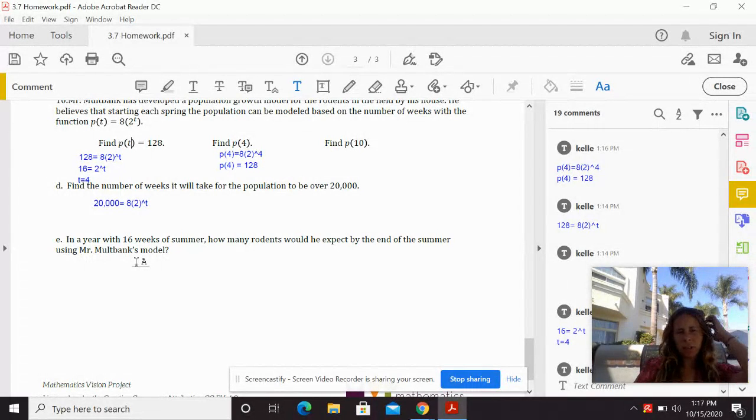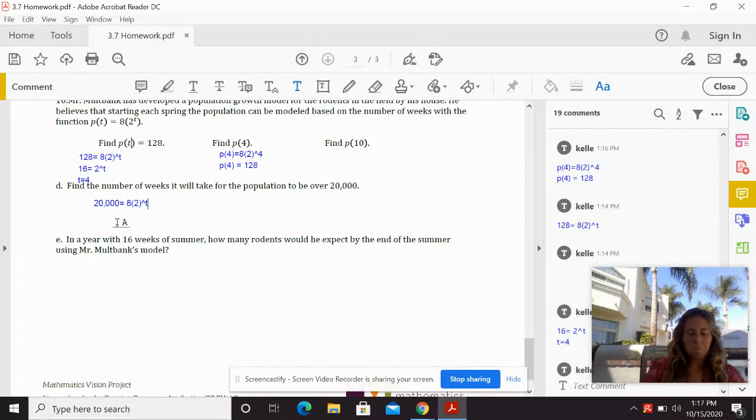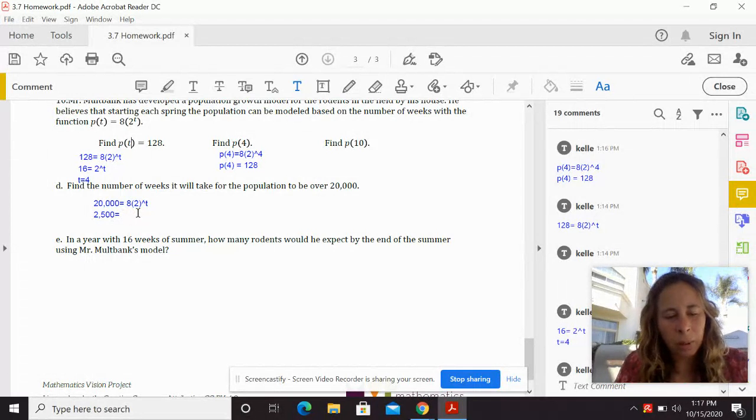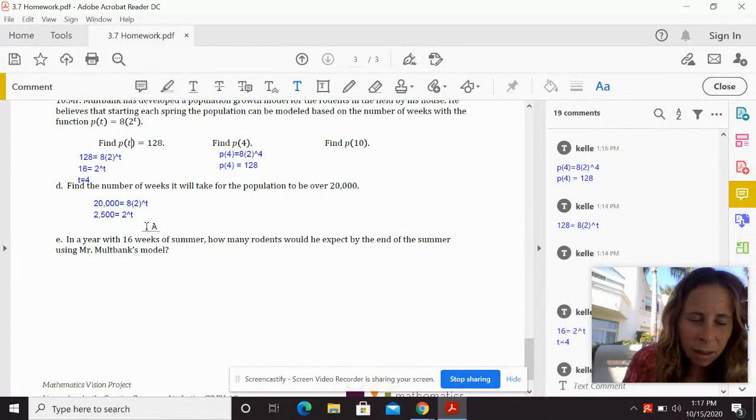All right, and we're going to solve this for T, just like we did with this one. So once again, I'm going to divide by 8, 20,000 divided by 8. It's 2,500. 8 divided by 8 is just 1, so I'm left with 2 raised to the T. That's awful. 2 times itself, how many times gives you 2,500?